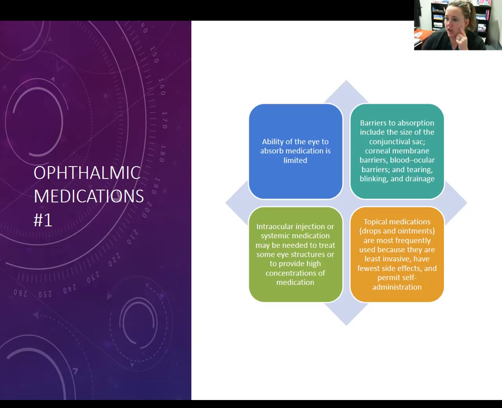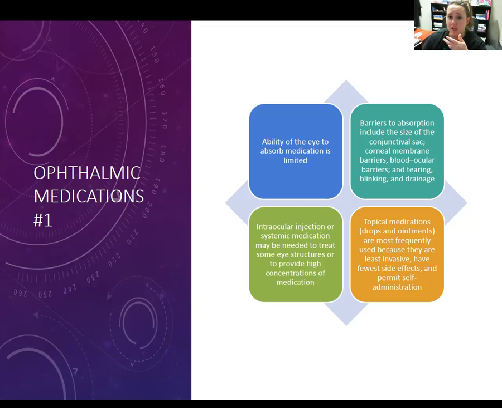Corneal membrane barriers. So we have the epithelial, stromal, and endothelial layers that are barriers to absorption of those medications. And then we have the blood ocular barrier that prevents high ocular tissue concentration of most of the ophthalmic medications because it separates the bloodstream from the ocular tissue and keeps foreign substances from entering the eye. So that can kind of limit our meds' efficacy, right?